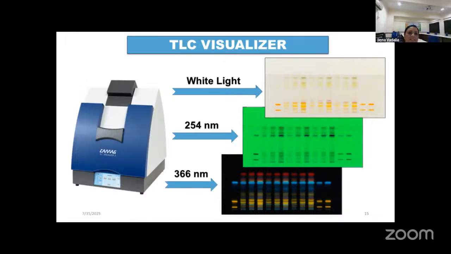So in herbals, many times what happens is compounds have no chromophoric group, so they are not visible in 254 as well as not visible in 366. At that time we have to derivatize it. So we can derivatize the plate according to the nature of the compound, and then we see it under the white light. So we are able to see different colors of spots depending on the nature of the compound. So these three lamps are available in this visualizer.